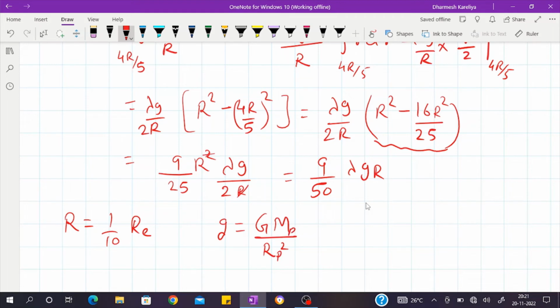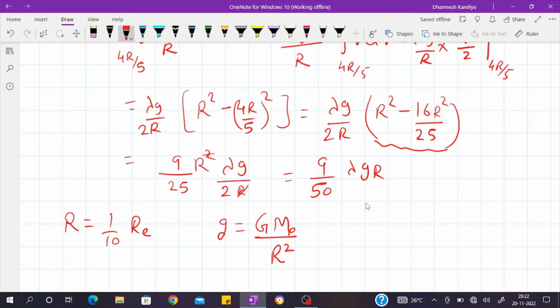Mass of planet upon radius of planet whole square. Now one more twist is that the mass of the planet is also not given. Radius of the planet is given anyway. Radius of planet is how much? R by 10. So the radius of the planet is R, which is given. So we can put that value. Now the task is to find the mass of the planet.